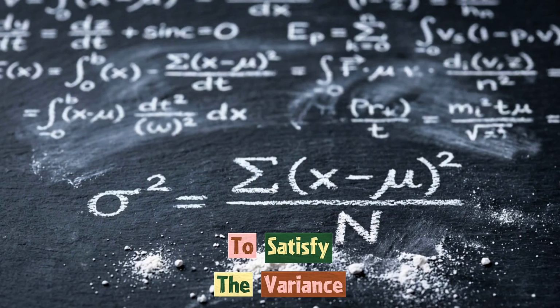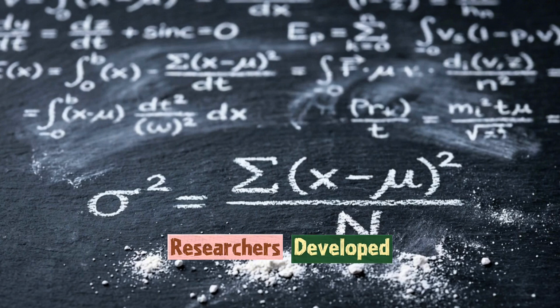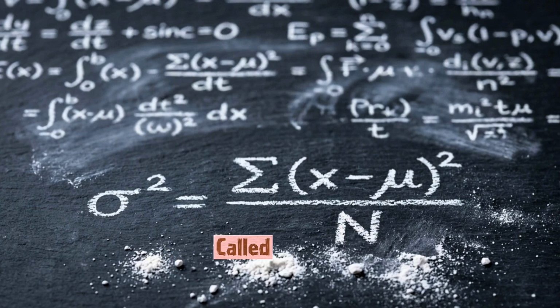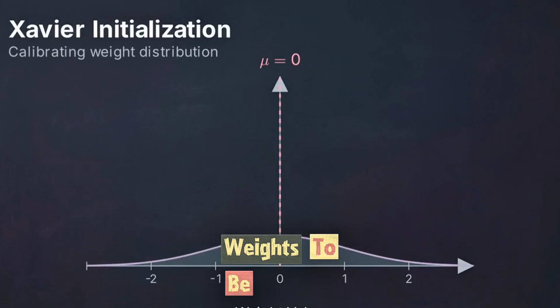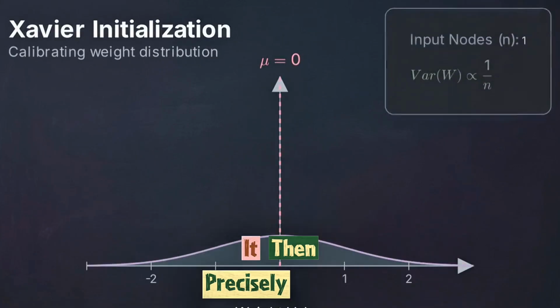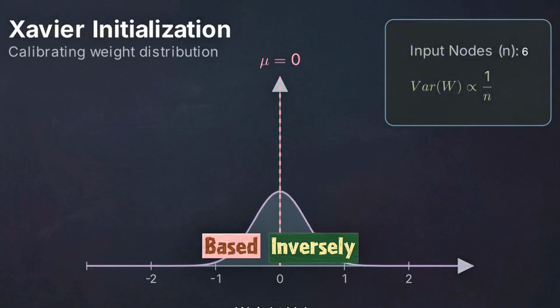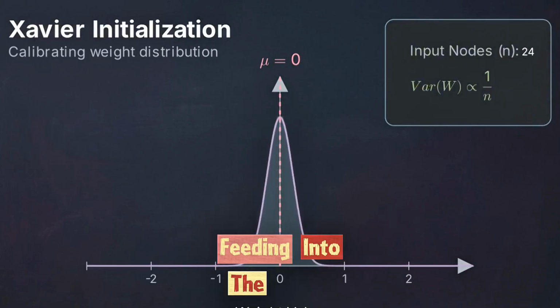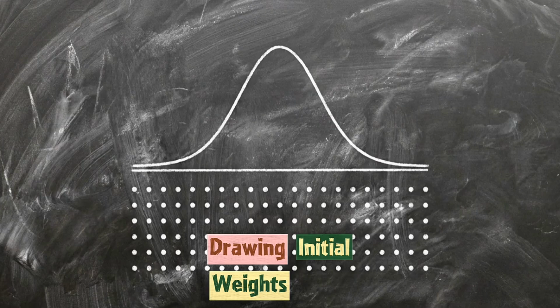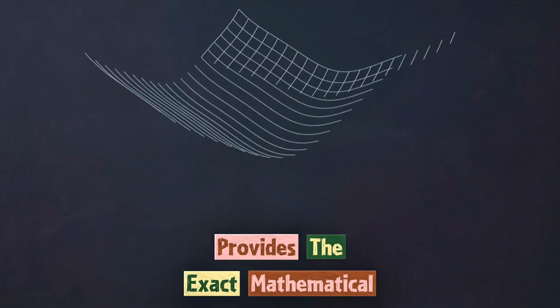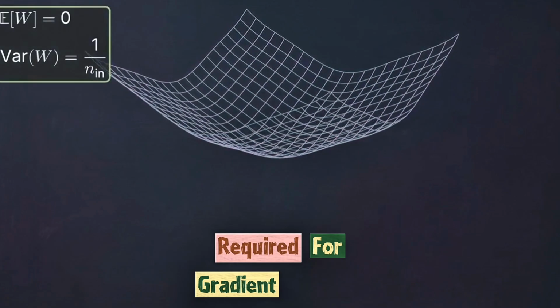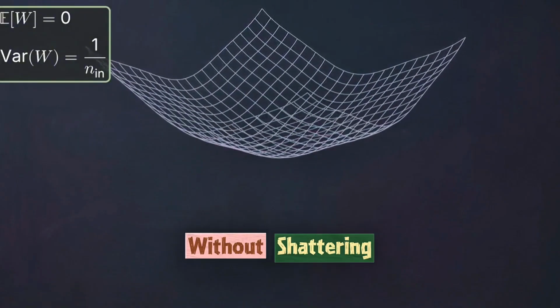To satisfy the variance balancing act, researchers developed a specific mathematical protocol called Xavier initialization. Xavier initialization forces the expected value of the starting weights to be exactly 0. It then precisely tunes the variance based inversely on the number of input nodes feeding into the layer. Drawing initial weights from this specific calculated probability distribution provides the exact mathematical starting point required for gradient descent to function safely without shattering the network.